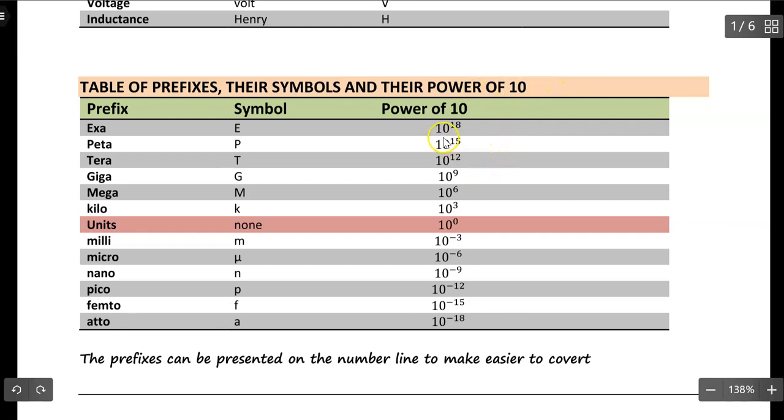So to present a number like 10 to the exponent 18, the prefix is called exa, and the symbol is E. Okay, and then peta is P and 10 to the power of 15. If it is 10 to the power of 18, you know how many zeros we actually have here, right? Then we have giga, and I believe that we usually say gig, but it's actually giga. And the symbol for that is G. It's actually 10 to the power of 9.